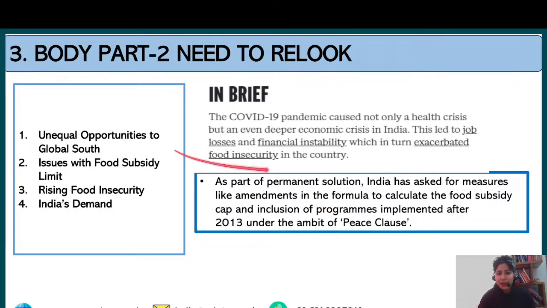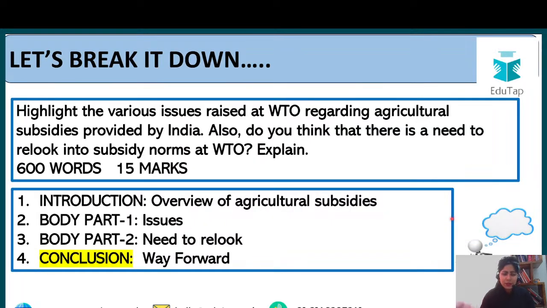The COVID-19 pandemic caused not only a health crisis but an even deeper economic crisis in India, and food insecurity in the country has risen. So this can be used for point number 3, the justification of that. Let's look at point number 4. As part of a permanent solution, India has asked for measures like amendments in the formula to calculate the food subsidy cap and inclusion of programs implemented after 2013 under the ambit of the peace clause. That's why there is a need to relook at all of these, because a solution has also been provided.